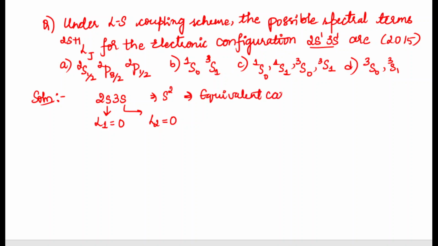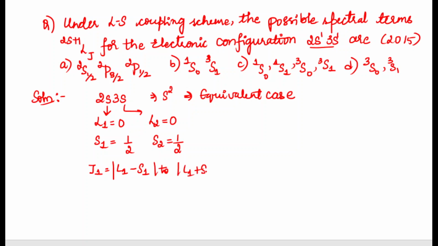Now the spin of an electron, that is S1, is equal to half, and S2 is equal to half. Next you need to find the values of J1 and J2 respectively. So what is the value of J1? J1 goes from L1 minus S1 to L1 plus S1, right? So L1 minus S1 is 0 minus half, which in magnitude is half. And 0 plus half is also half. So we are getting the J1 value to be half. Similarly, find the value of J2. J2 also we will get half.